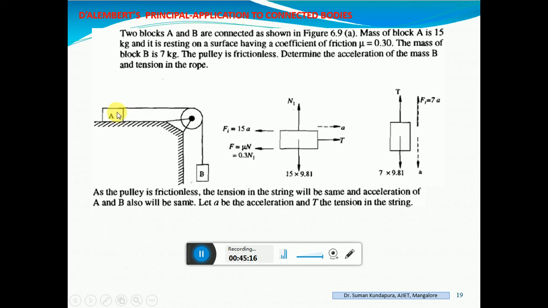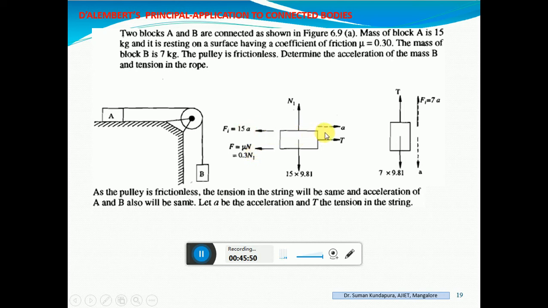Block A free body diagram. This is the tension here. We have always assumed tension to be acting away from the body, so tension T is acting towards this pulley for block A. Normal reaction N acts wherever it touches the surface, and its weight acts downward. The weight is 15 kg into 9.81 downwards, normal reaction upwards. This block is moving this side, so the friction is minus 0.3 N1.